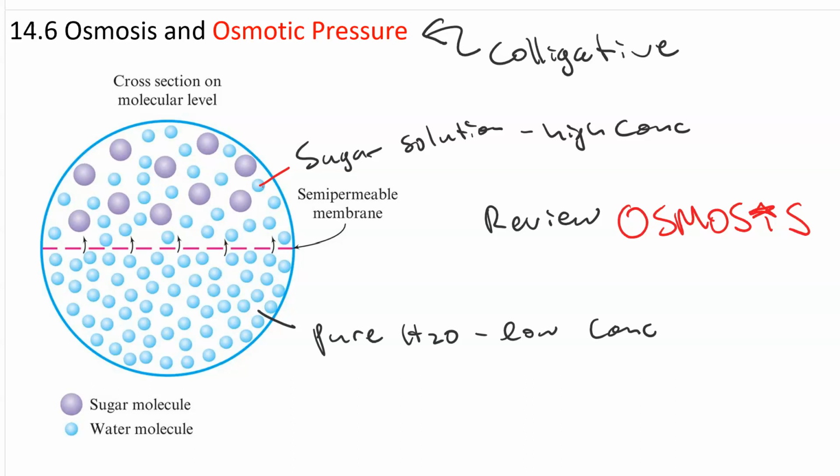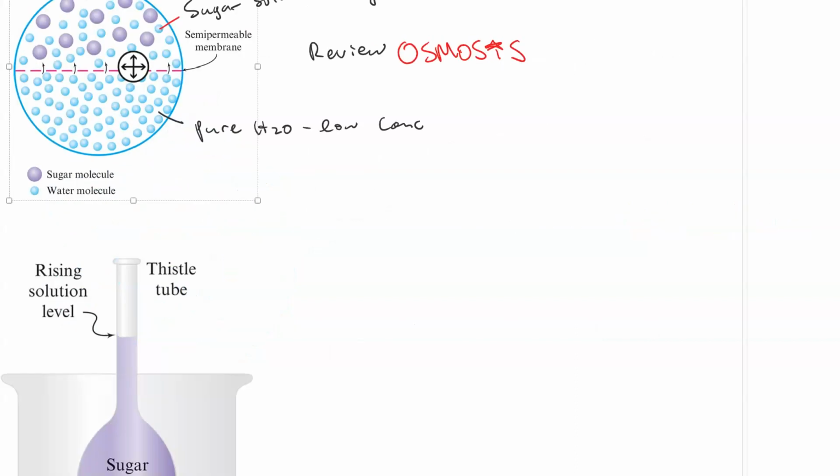So, the water is going to move across the membrane to where the sugar solution is, and it will keep doing that until it has to stop. Now, why does it have to stop? It has to stop because of osmotic pressure. Well, because of the dynamic interplay between osmotic pressure and gravity. Let me show you what that means.